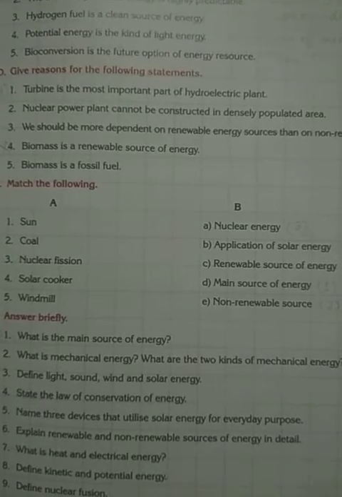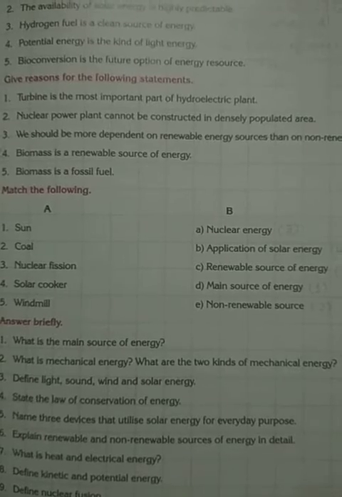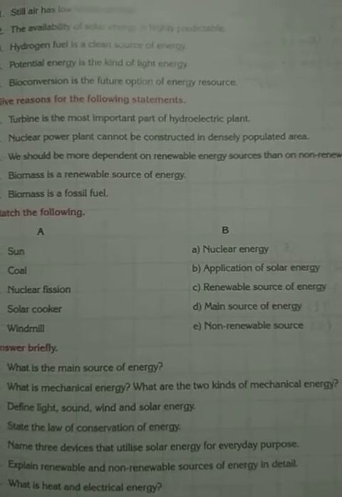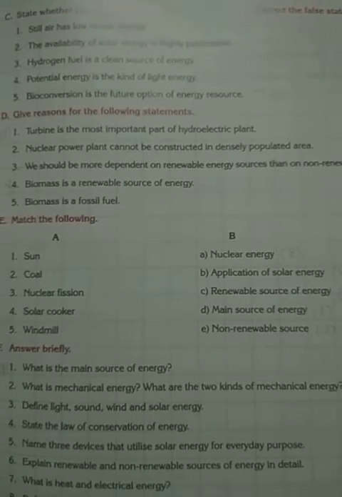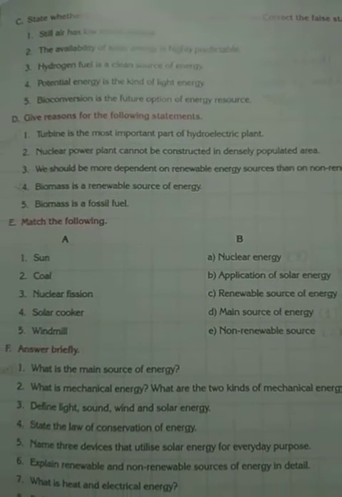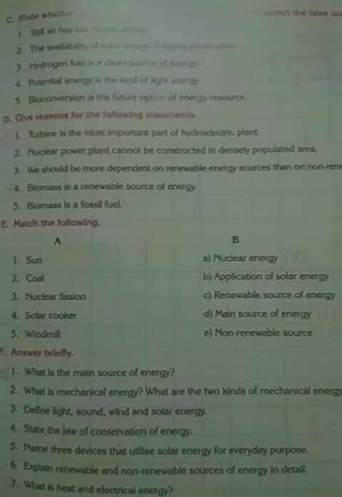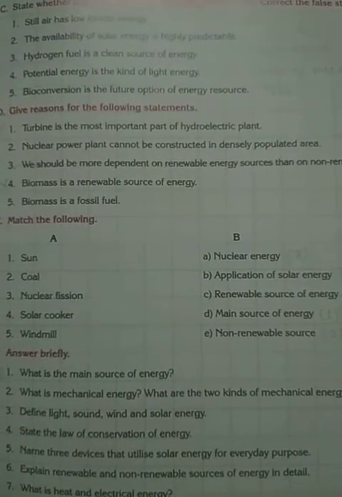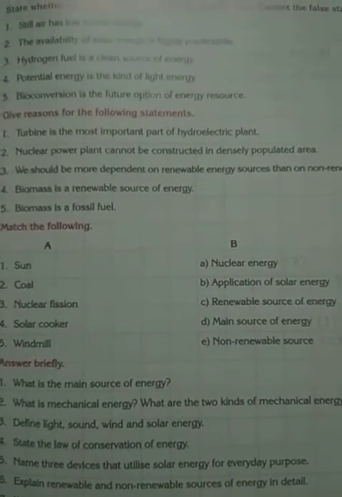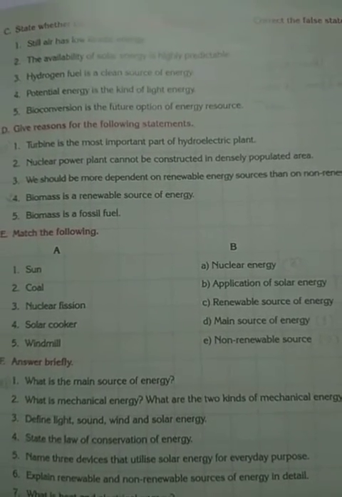Next: a nuclear power plant cannot be constructed in a densely populated area. You know a nuclear power plant means where a radioactive element is used to produce electricity. What is done here? You know that a radioactive element always releases some neutrons. If you hit that neutron on some other radioactive element, that will produce huge energy, and that energy is used to produce electricity. That plant is known as a nuclear power plant.